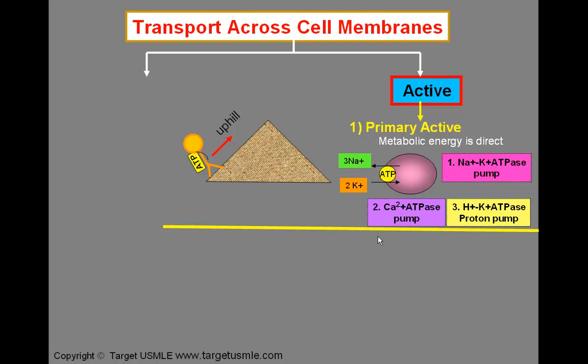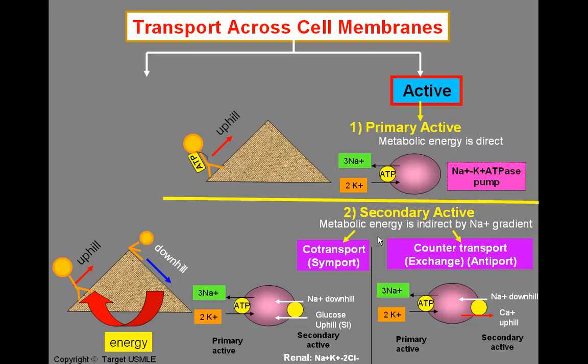Another example would be the calcium ATPase pump in the sarcoplasmic reticulum and on the plasma membrane. Proton pump would also come under primary active transport, which is present in the parietal cell. The second type is the secondary active transport. Here, the metabolic energy is indirect. It's derived from the sodium gradient which is present across the cell membrane.